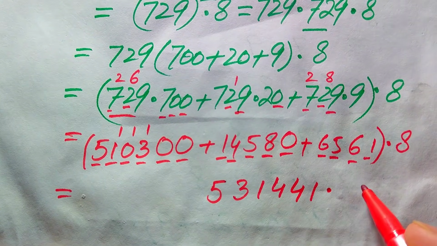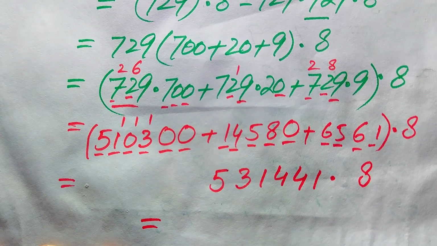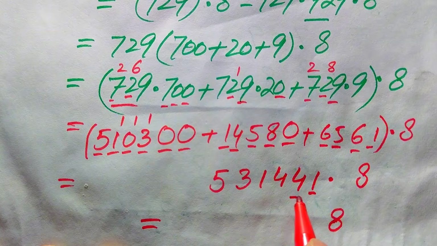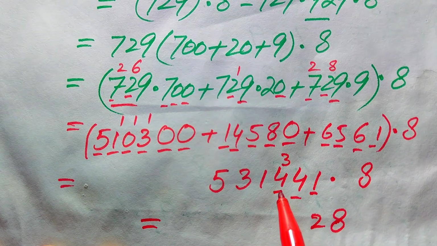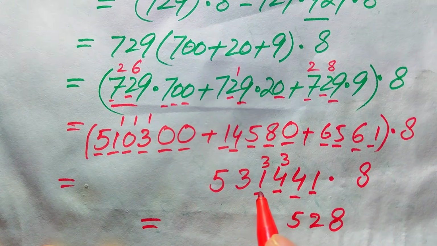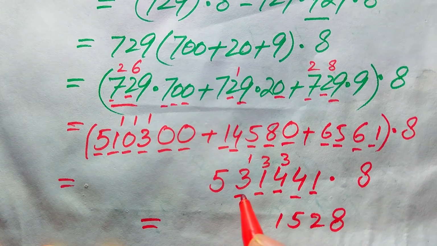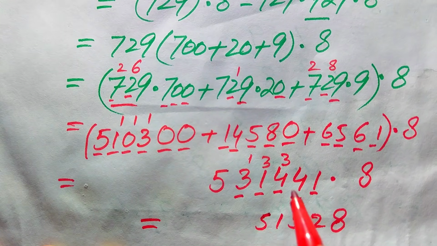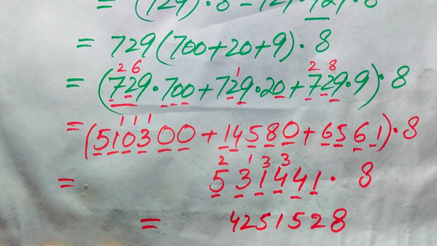So we need to multiply this value with 8 in order to get our final simplified form of the given question. So we have 8 times 1 becomes 8. 8 times 4 becomes 32. We write 2 and carry 3. 8 times 4 is 32. 32 plus 3 becomes 35. We write 5 and carry 3. 8 times 1 is 8. 8 plus 3 becomes 11. We write 1 and carry 1. 8 times 3 is 24. 24 plus 1 becomes 25. We write 5 and carry 2. 8 times 5 is 40. 40 plus 2 becomes 42.